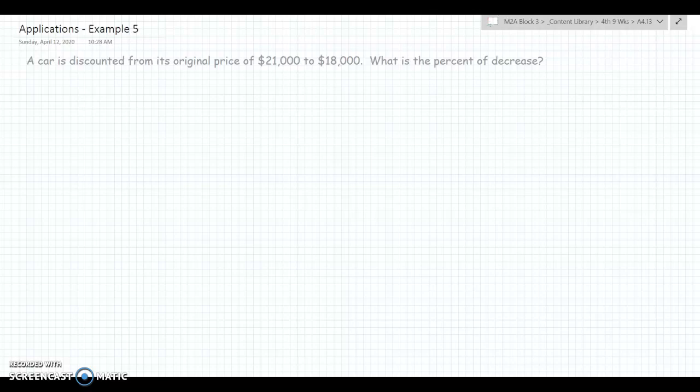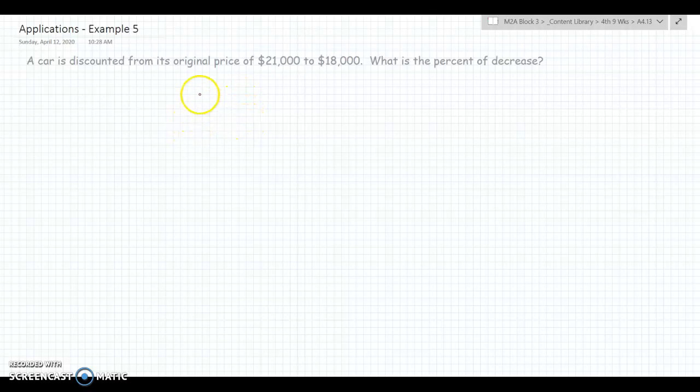In this video I'm going to demonstrate how to find percent decrease. Now to find percent increase, it's pretty much the same thing except you just have an increase instead of a decrease. So let's jump right into this problem. A car is discounted from its original price of $21,000 to $18,000. What is the percent of decrease?